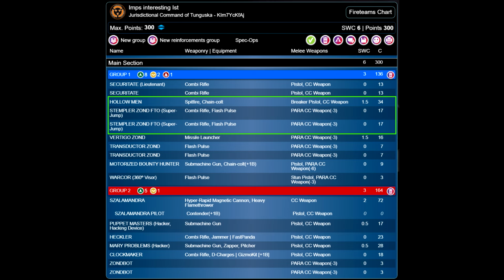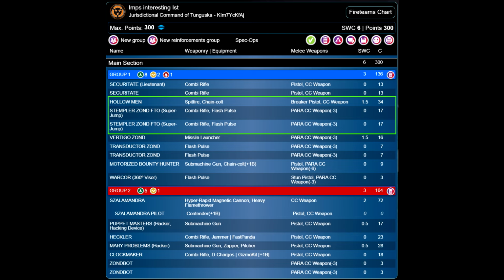structure-based units here with the Salamandra, Holoman, Stemblar, two Transduxers, and a Vertical Zond. We have two Secure Tate, one Lieutenant, and one Decoy, which is fine, 50-50 chance to get ganked, which is not bad odds. Two Transductors to act as ARO pieces alongside the War Core, no hard ARO pieces except maybe the Salamandra, which we will get to, and finally, we have the load-bearing units in the Heckler, Vertical, and Motorized Bounty Hunter. These three in the Salamandra have the same uses as before, so I'm not going to repeat myself.